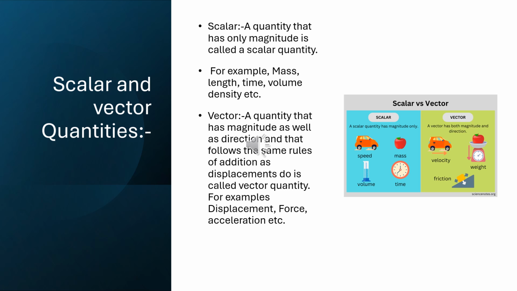Scalar and vector. Scalar: a quantity that has only magnitude is called a scalar quantity. Examples of scalars: mass, length, time, volume, density, etc. Vector: a quantity that has magnitude as well as direction and that follows the same rules of addition as displacements do is called a vector quantity. Examples of vectors: displacement, force, acceleration, etc.